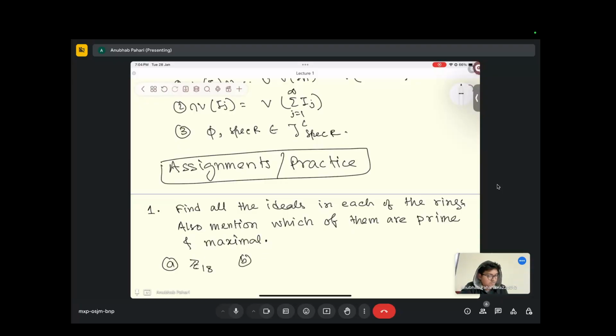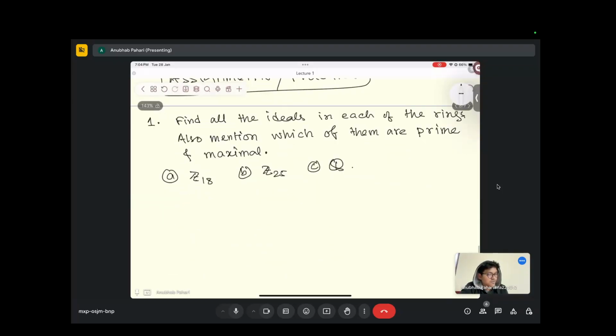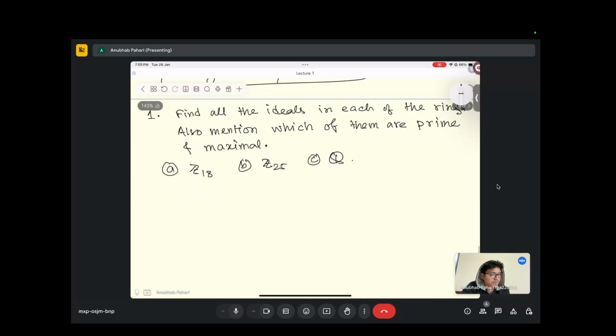Z18, Z25, and Q. So you have 5 minutes, and I'll start explaining them at 7:10. You don't need to do it explicitly. If you do, that is fine, but if you don't, that is also okay. You can just start with hints or intuitions.